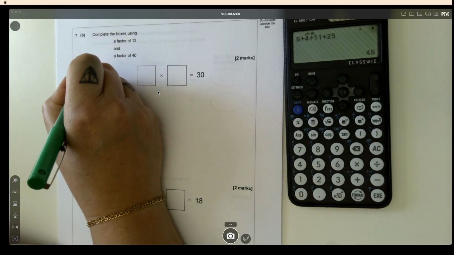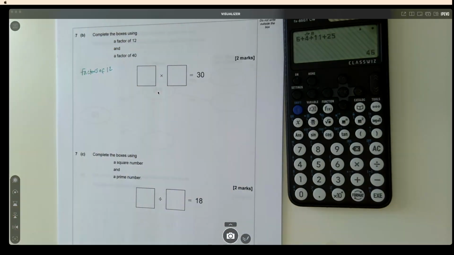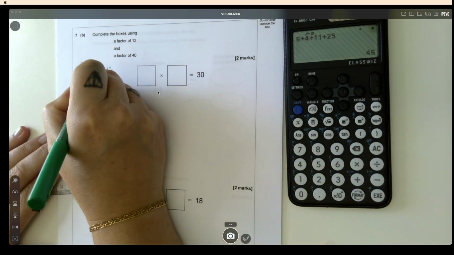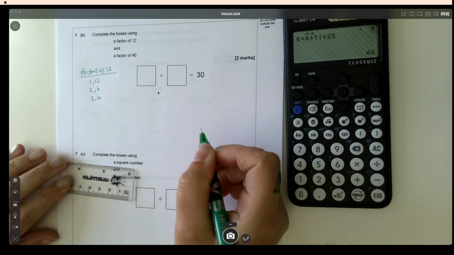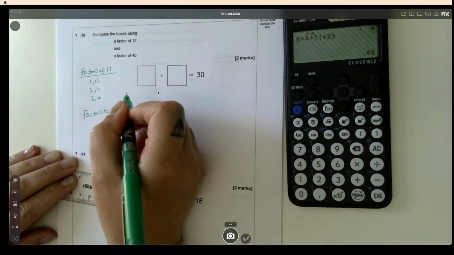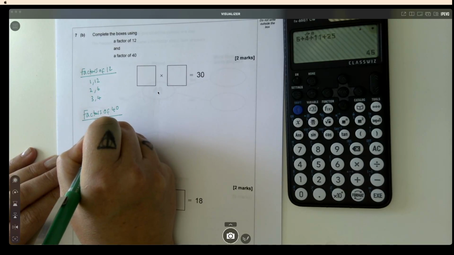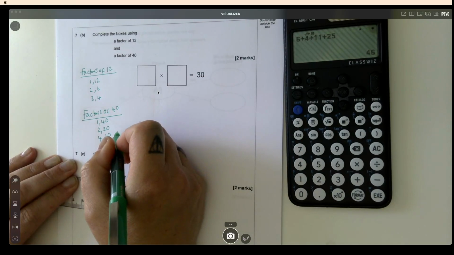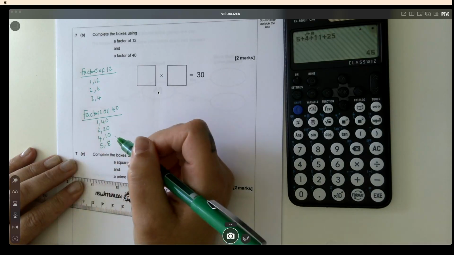So let's start by writing the factors of 12. I'm going to list them as factor pairs. So we can have 1 times 12, 2 times 6 and 3 times 4. And then I'm going to list the factors of 40. So we can have 1 times 40, 2 times 20, 4 times 10, 5 times 8. And then we would get back round to 8 times 5, 10 times 4. So that's our factor pairs of 40.